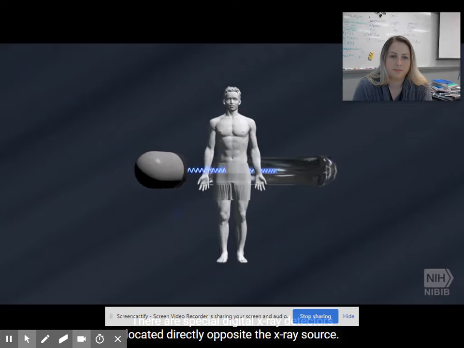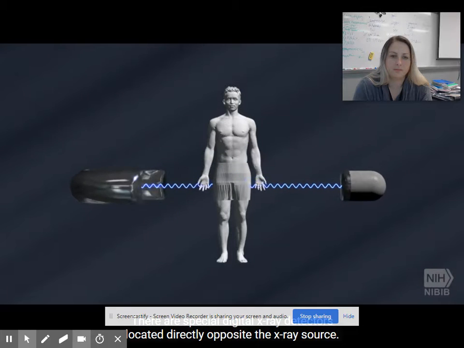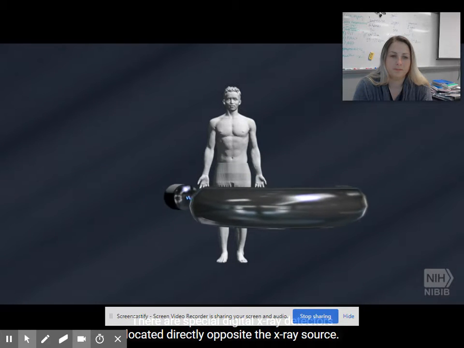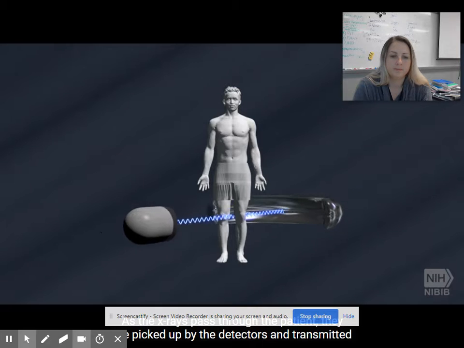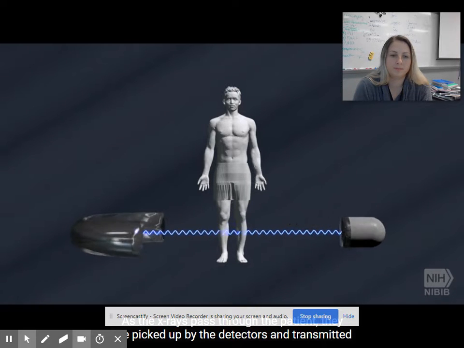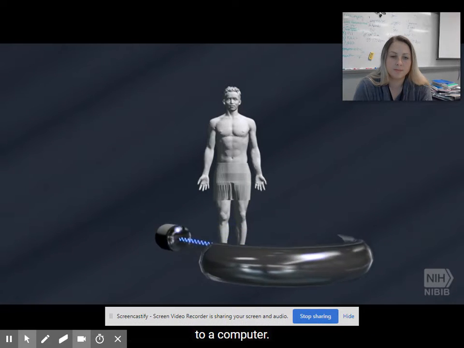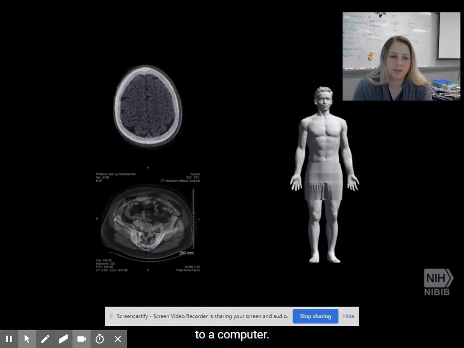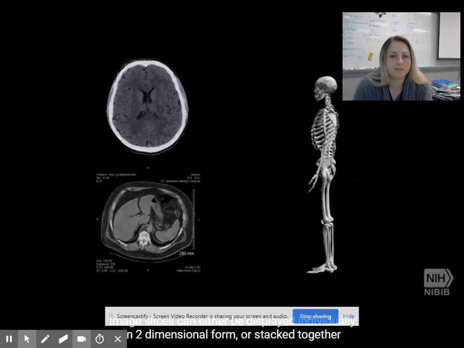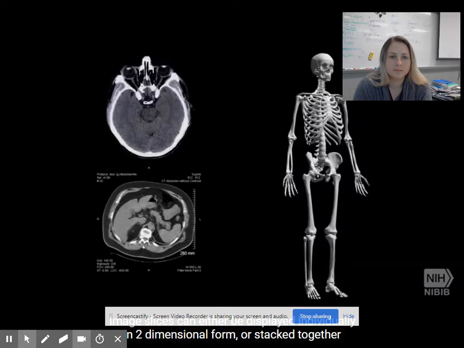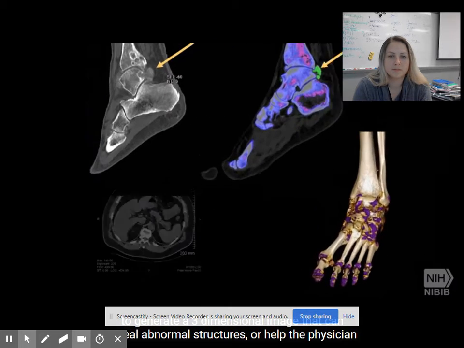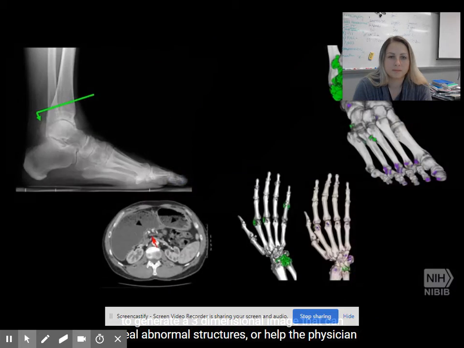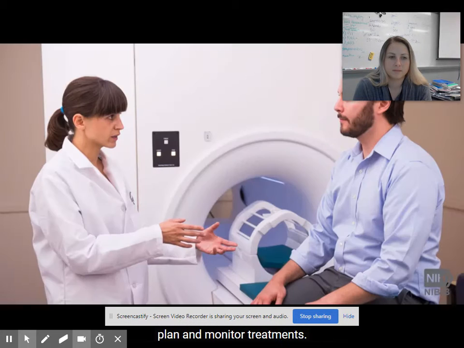There are special digital X-ray detectors located directly opposite the X-ray source. As the X-ray passes through the patient, they are picked up by the detectors and transmitted to a computer. Image slices can either be displayed individually in two-dimensional form or stacked together to generate a three-dimensional image that can reveal abnormal structures or help the physician plan and monitor treatments.